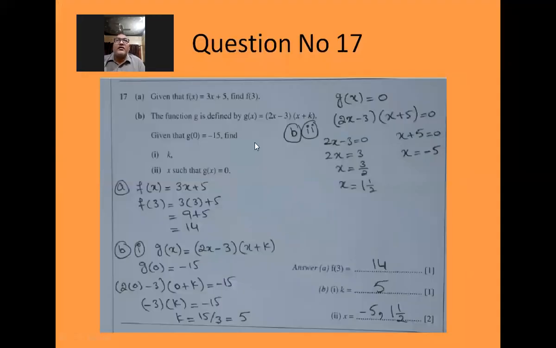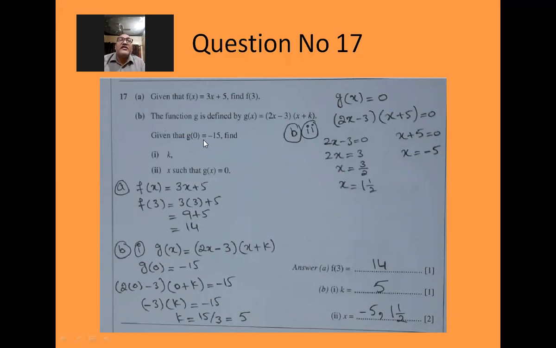So here you can see f of x is equal to 3x plus 5. So f of 3 will be equal to, in place of x, I put 3. So 3 threes are 9, 9 plus 5, that will be 14. So that is question number 17, part A. Part B: the function g is defined by g of x equals (2x minus 3)(x plus k).